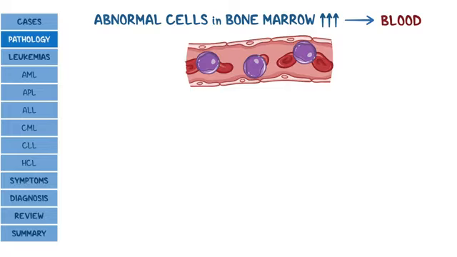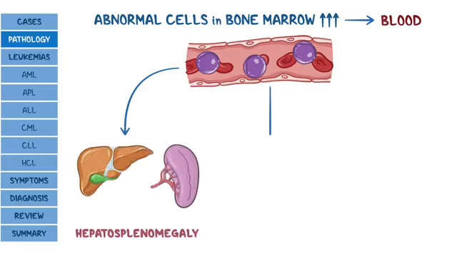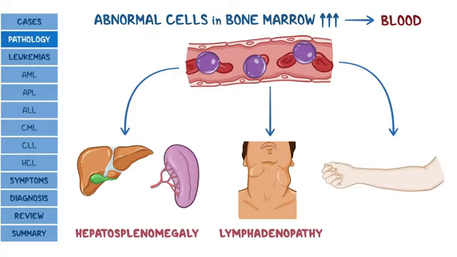Now, some of them can deposit in organs and tissues throughout the body, like the liver and spleen causing hepatosplenomegaly, or the lymph nodes causing lymphadenopathy, or the skin causing purple or flesh-colored plaques or nodules called leukemia cutis.